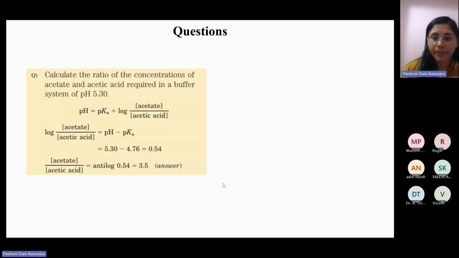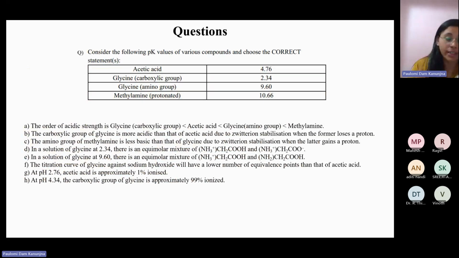All right. Let me quickly move to the next part. Now here, like I always keep mentioning, these are inference based questions. You read the questions, you have certain statements. Here you are supposed to tell me which ones are correct based on the table that is given to you. There are some pKa values given for different kinds of groups: acetic acid, glycine carboxylate, glycine amino, methylamine in protonated form. On the basis of these pKa values, you have these set of 8 statements. Read the statements correctly and then tell me which ones are correct and which ones are wrong.